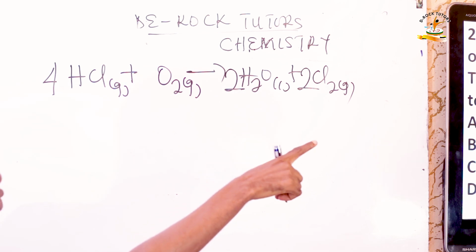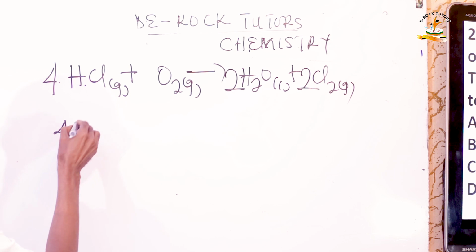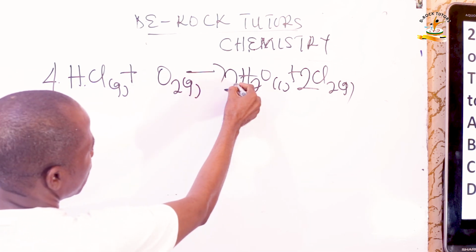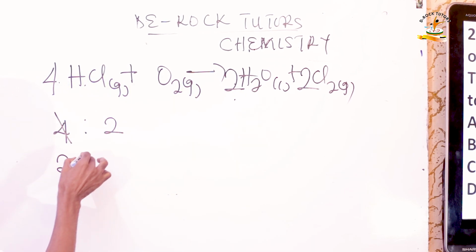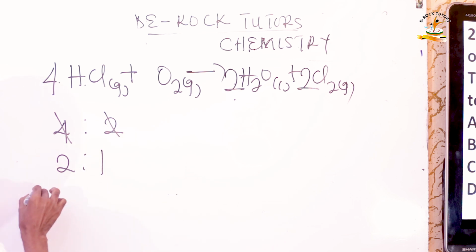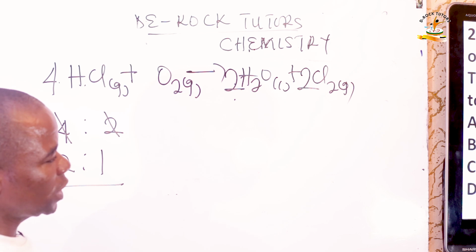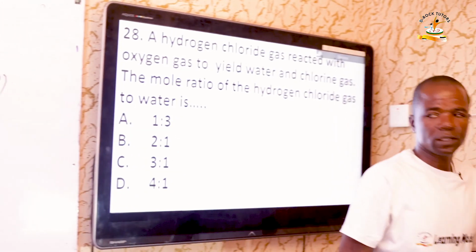So the mole ratio of hydrogen chloride. How many moles of hydrogen chloride do we have here? That's 4. Ratio to water. And how many moles of water do we have here? That's 2. So 4 goes to 2, which is a ratio of 2:1. So the mole ratio is 2:1. And if you take a look at the options, that is option B. So option B is the correct answer.